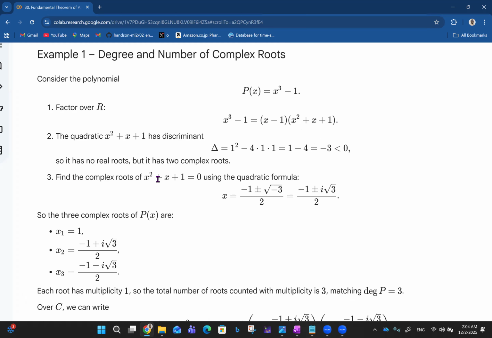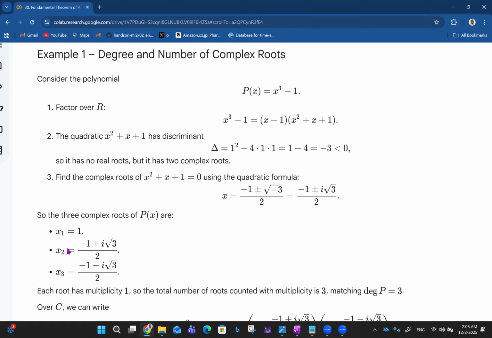So to find the complex roots of x squared plus x plus 1 equals 0, we use the quadratic formula. That's x is minus 1 plus or minus the square root of minus 3, over 2. So we have minus 1 plus or minus, the square root of minus 1 is i. Then we have root 3 over 2. So the three complex roots of p of x are x equals 1 from here.